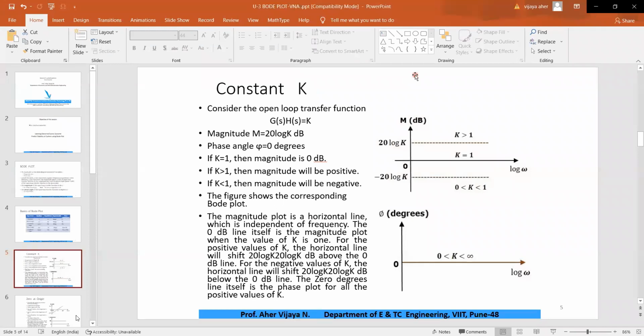So please plot it. Now take K is equal to 1. So for K is equal to 1, what is M? K is 1, right? Log of 1 to the base 10. If K is equal to 1, then magnitude is equal to 0 dB, right? If K is greater than 1, then magnitude will be positive, right?